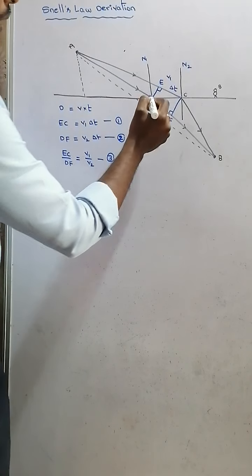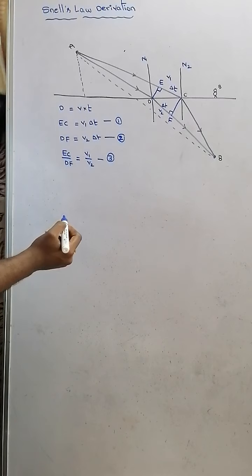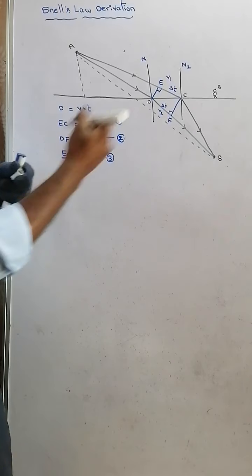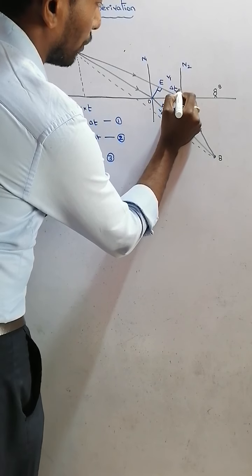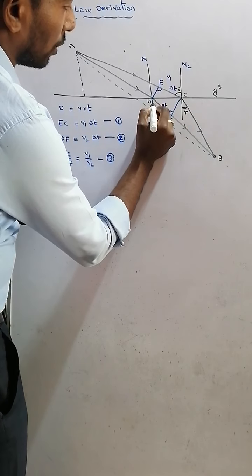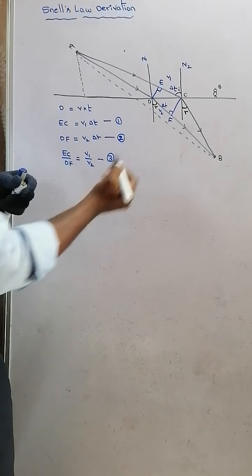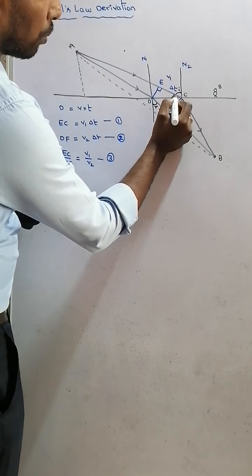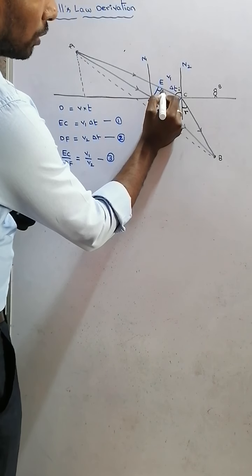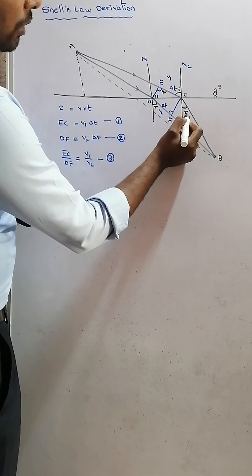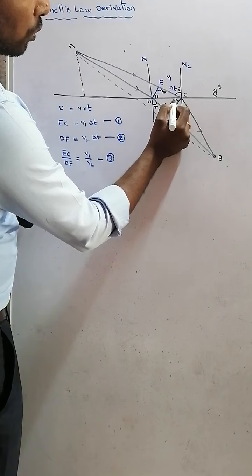Now EDC seems to be a right angle triangle, and DFC also seems to be a right angle triangle. This is what we call the angle of incidence, and this is what we call the angle of refraction. Obviously this is also the angle of refraction, because both are the same, since D and C points are close to each other. If this is i, then this one should be 90 minus i, and this should be 90, and this is i. Similarly, this is r, this should be 90 minus r, and it should be r.